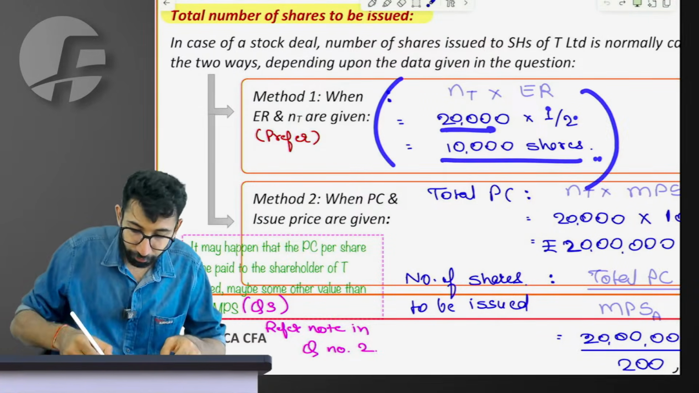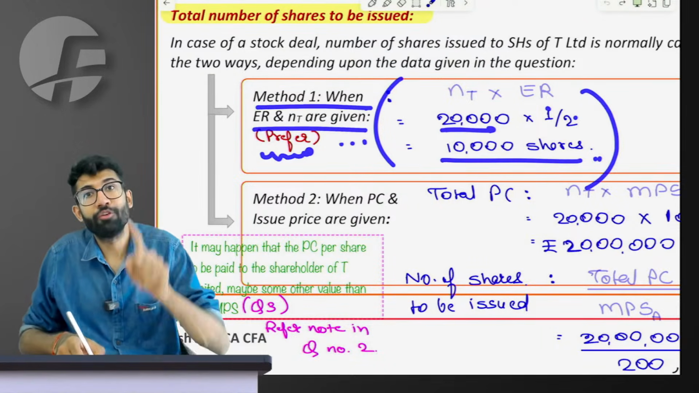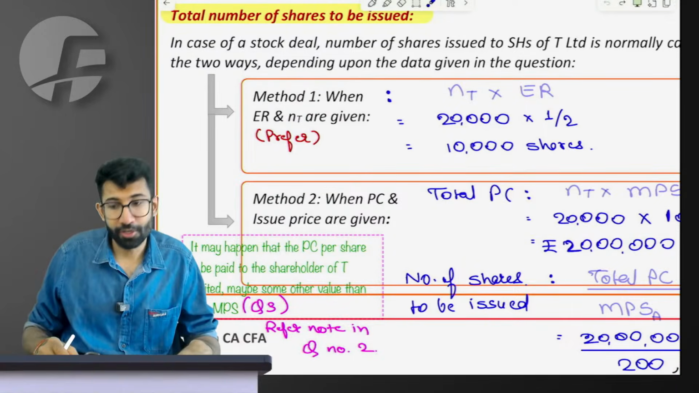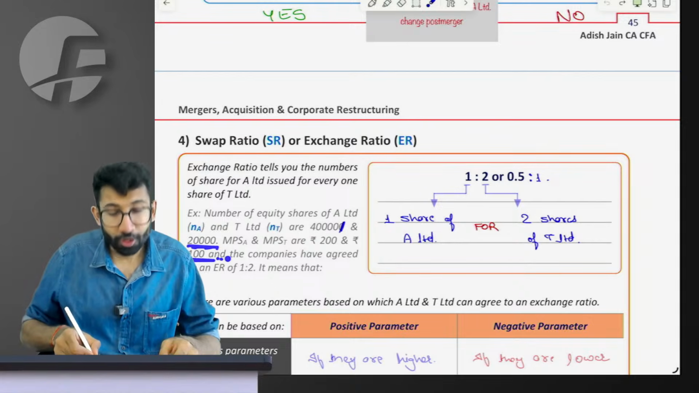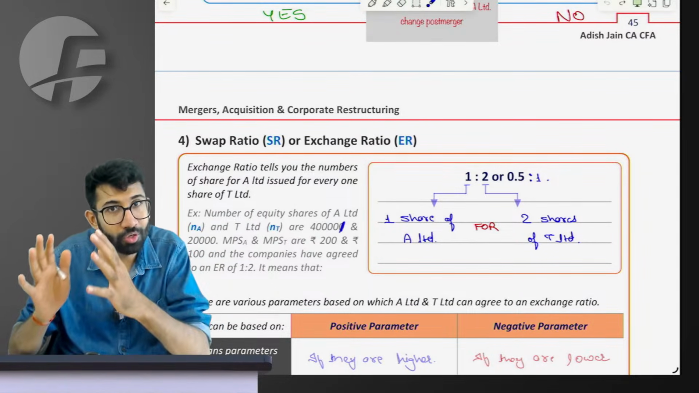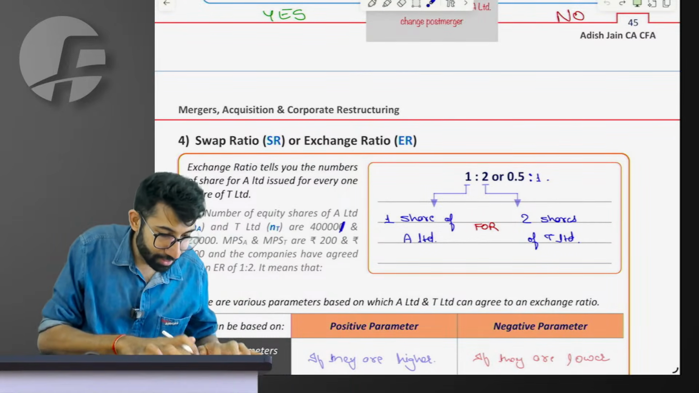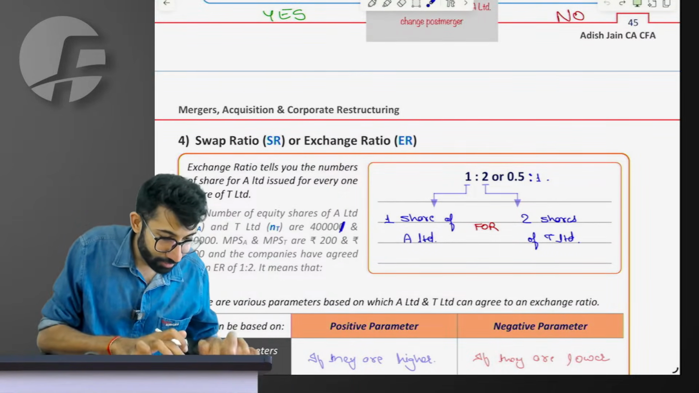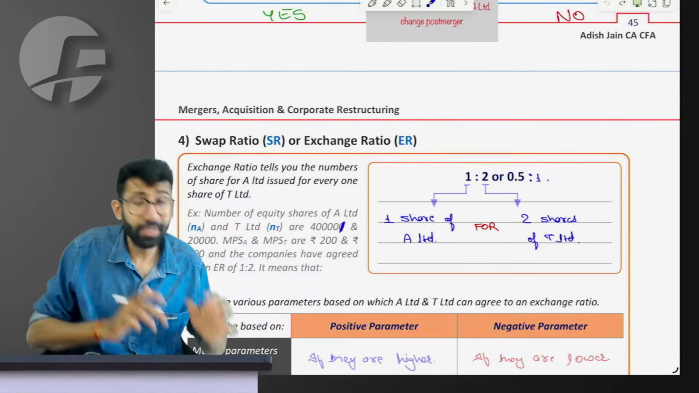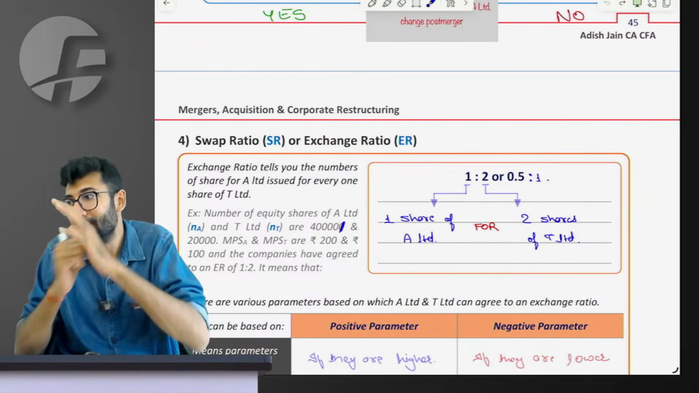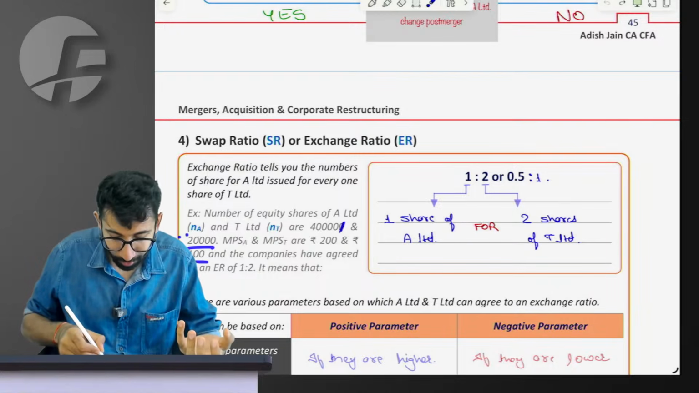That is one way to find the number of shares to be issued to you, which you should prefer. But there is one more way of finding it, which is the purchase consideration method. Sir, how many shares do you have? 20,000. What is the market price per share of yours? 100. Which means how much is the total purchase consideration to be received by you? 20,000 into 100 gives me 20 lakh rupees to be given to you in the form of purchase consideration, because that is what your value is.